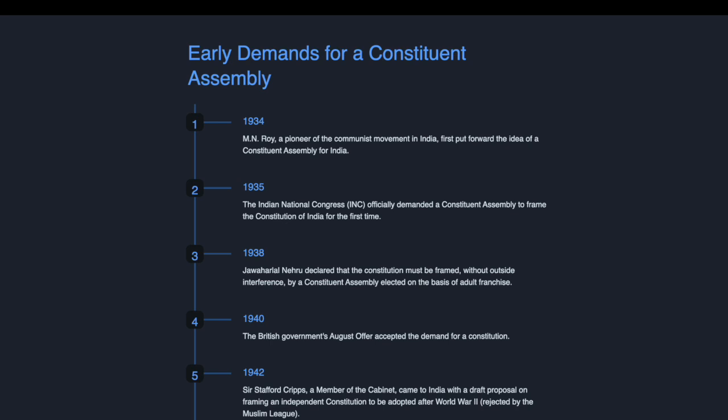First, we will see the formation of the Indian Constitution, the historical background for the demand of Constituent Assembly. The first such demand was raised by M.N. Roy, who was the pioneer communist, and he put forward the idea of Constituent Assembly for India in the year 1934. After that, Indian National Congress first time officially demanded a Constituent Assembly in 1935. In 1938, Jawaharlal Nehru declared that the constitution must be framed without outside interference by a constituent assembly elected on the basis of adult franchise. In 1940, British accepted this demand through August Offer and also in the subsequent offer by Cripps Mission in 1942, which was rejected by Muslim League.